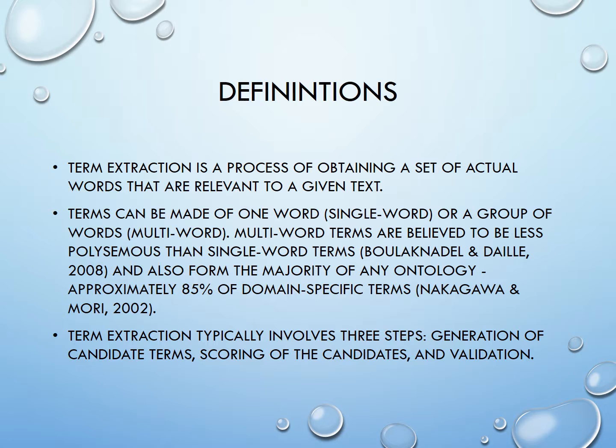So extracting terms from a document usually involves three steps. Firstly, generating a set of candidate terms, and then scoring each of the candidates, and then some form of validation to make sure that the best terms, the highest scoring ones, are correct.